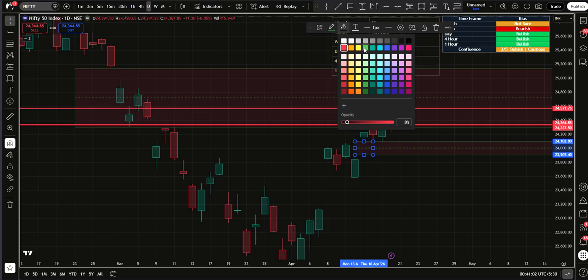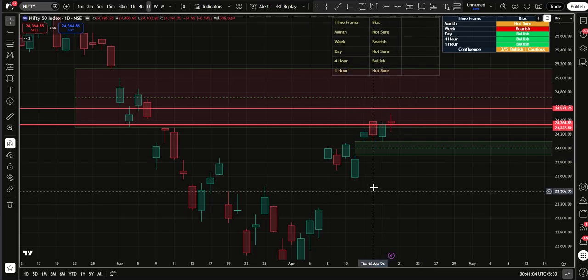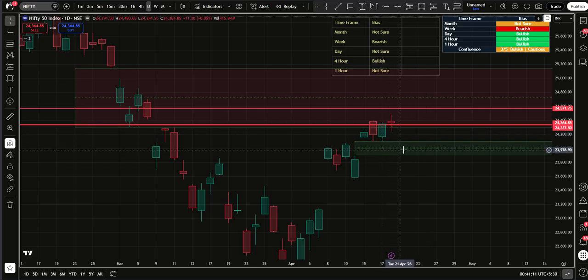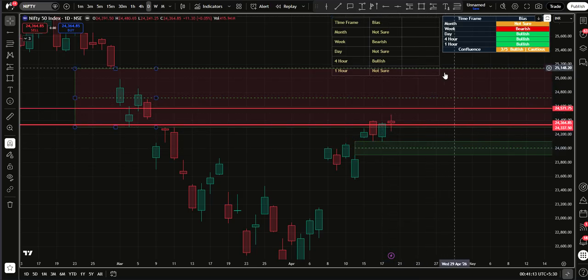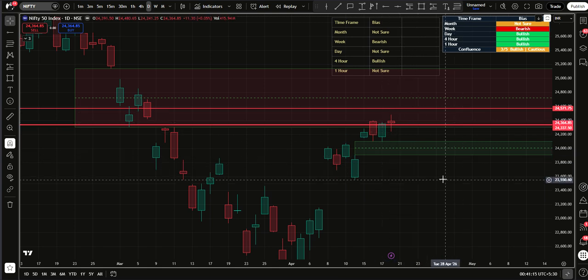So let me mark it in green. It's a daily fair value gap. So this is a tighter range now we have, right? So this is a daily fair value gap, and this is a weekly bearish fair value gap, and a daily bullish fair value gap.